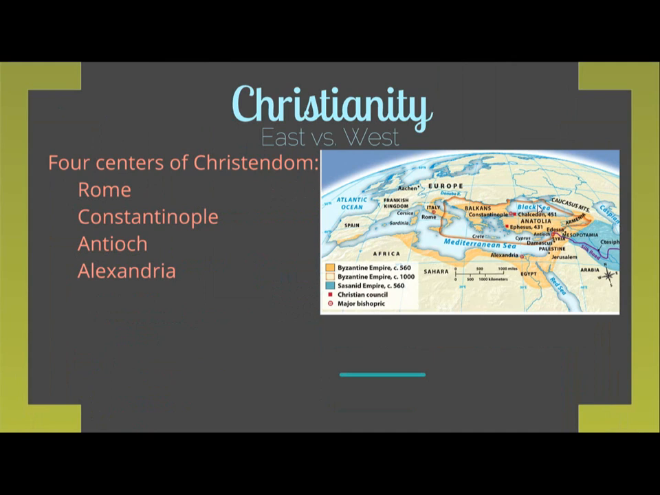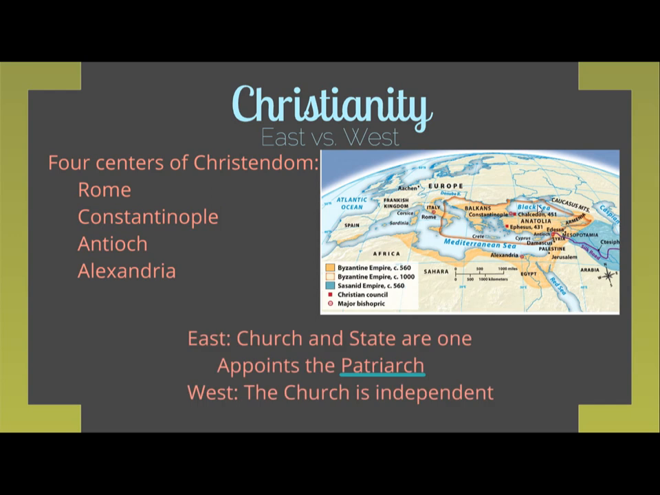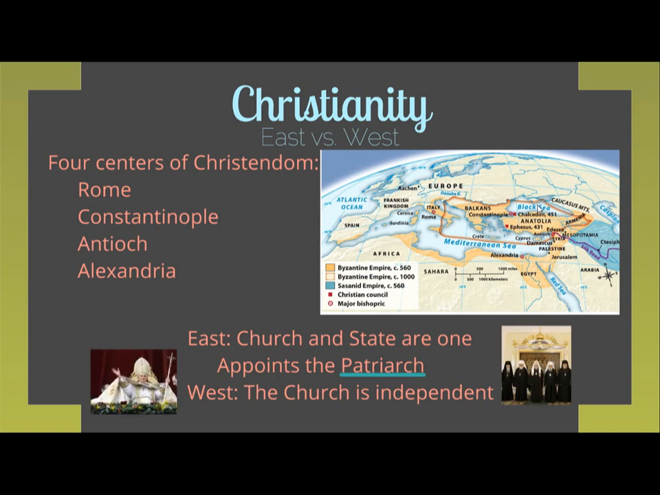Christianity in the East versus the West. At this time, there are 4 centers of Christendom, or 4 really important Christian cities: Rome, Constantinople, Antioch, and Alexandria. In the East, the church and the state are one. So the church will appoint the patriarch, who's kind of like the leader of the church and the government. In the West, the church is completely independent. For the most part, rulers might be Christian, but they are not the leader of the church at the same time. This is a big difference between the East and the West, and this is going to lead to what's called the Great Schism.